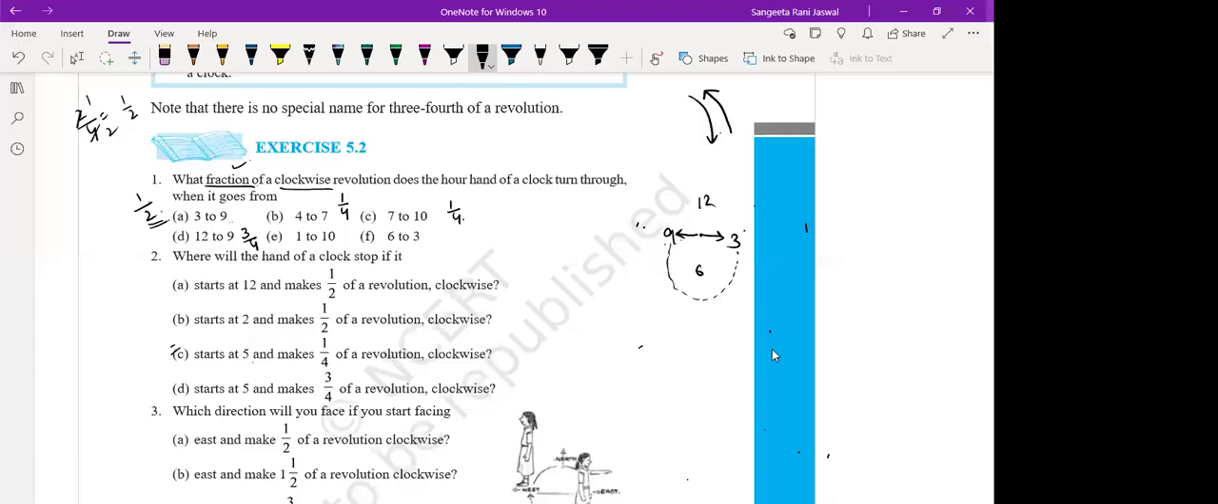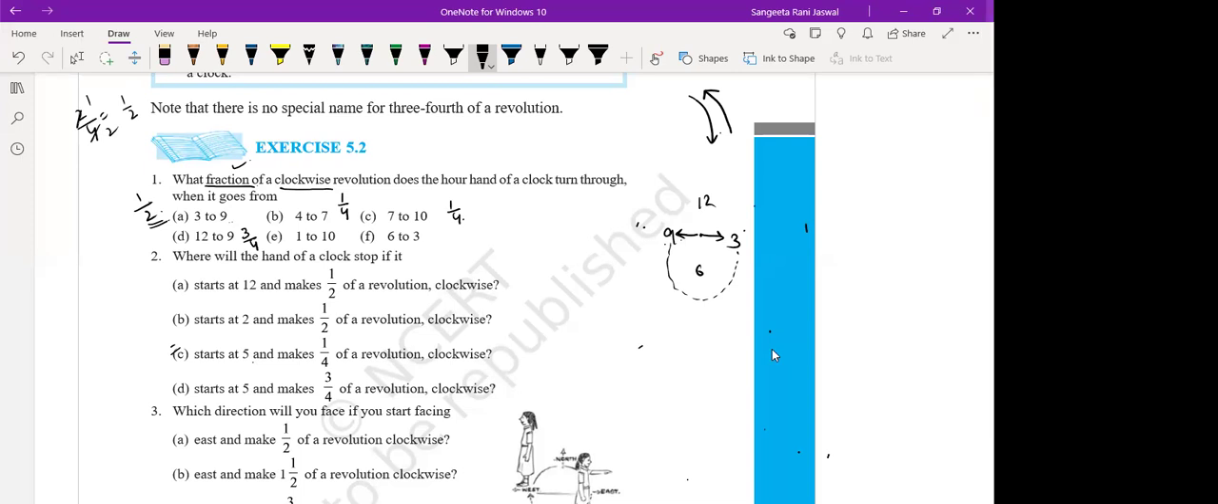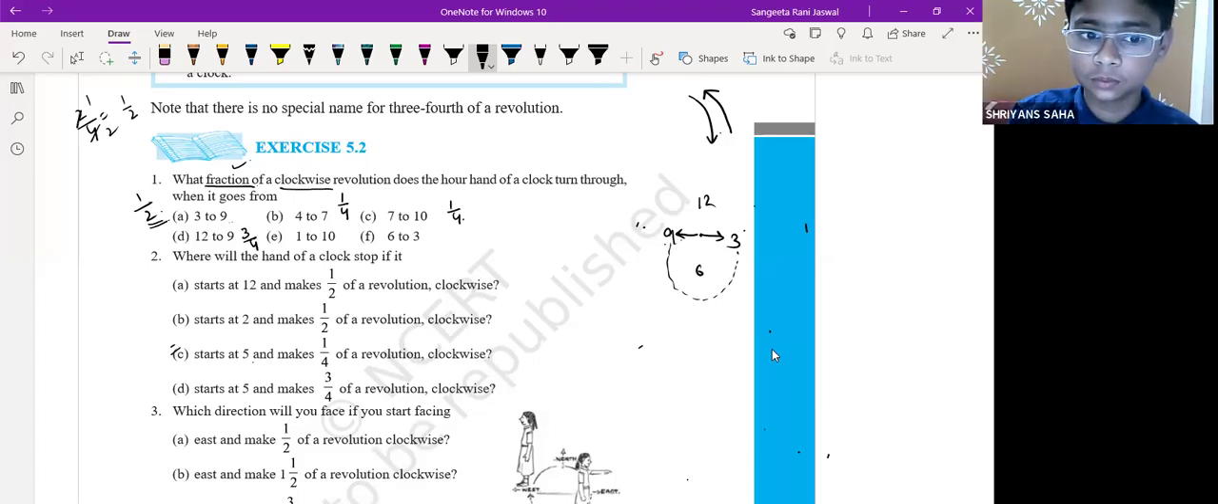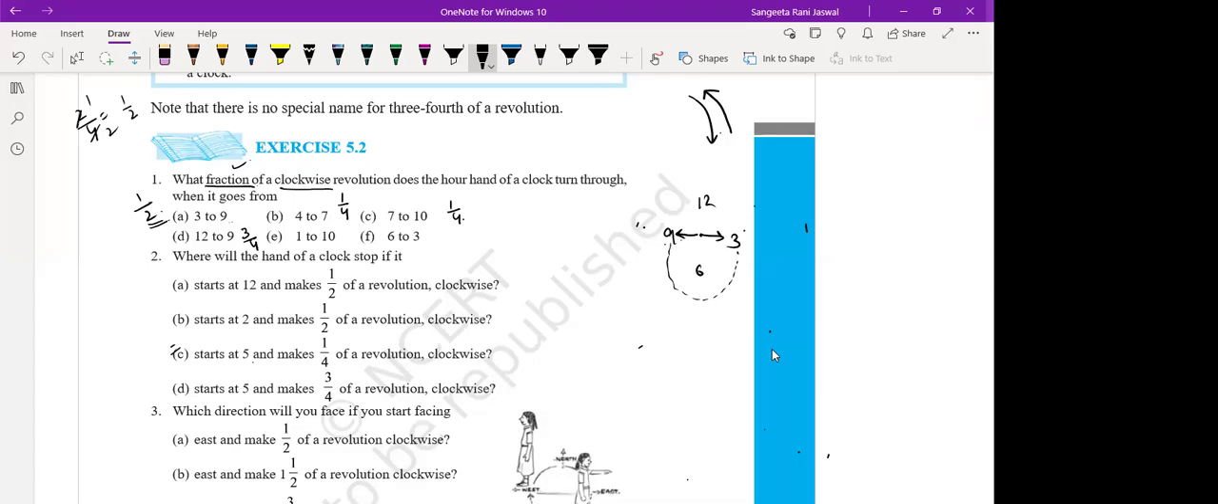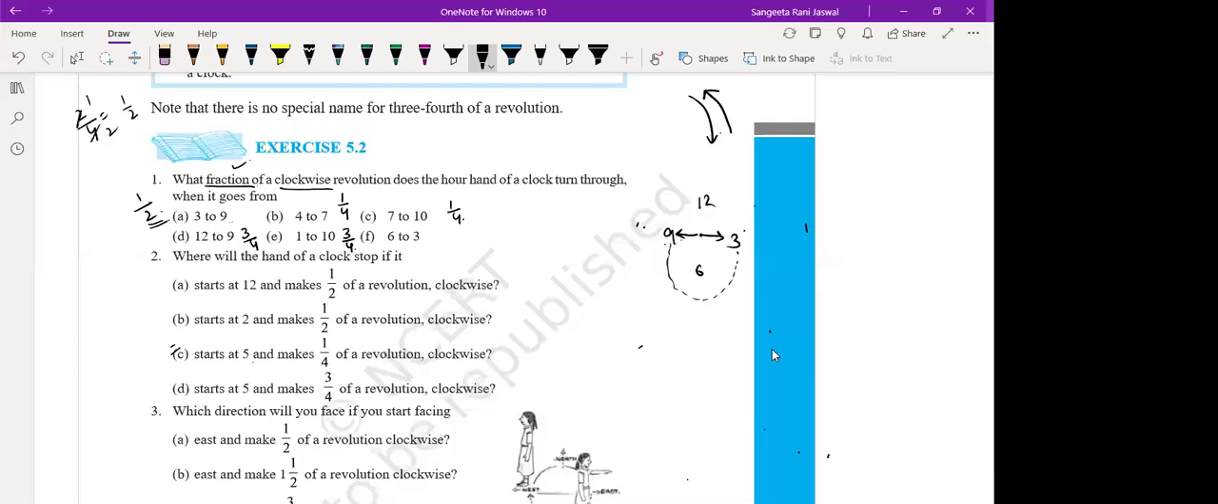Okay, 1 to 10. Tell me. Ma'am, 3. 1 to 10 is 3, ma'am. 3 right angles. So that means it's making 3 by 4 of the complete revolution. Yes, ma'am. Okay. Then 6 to 3.